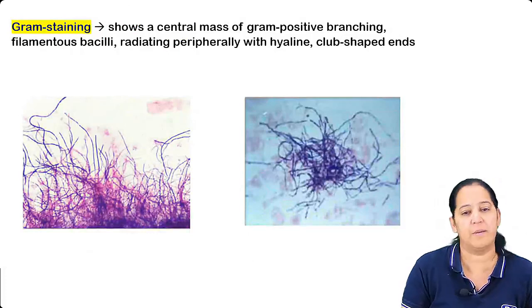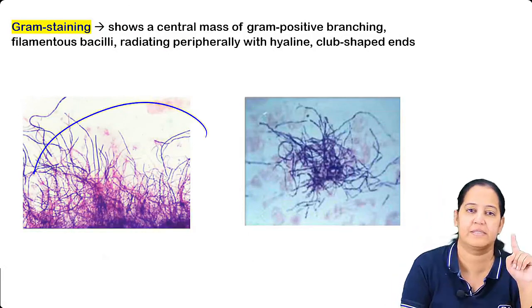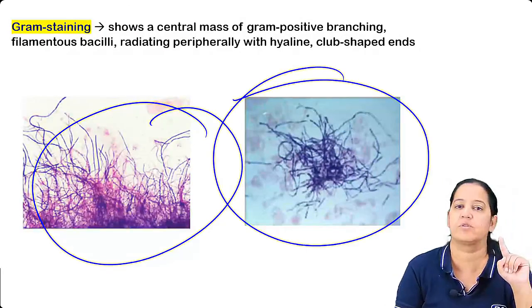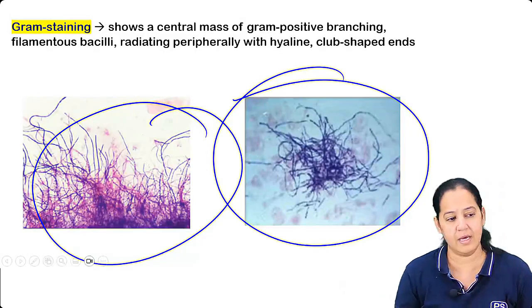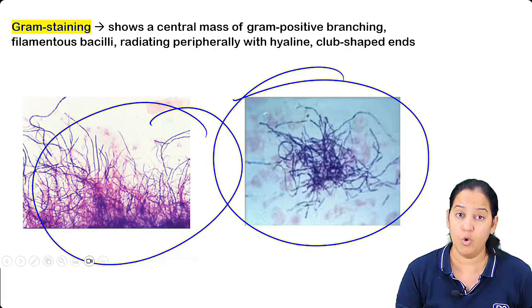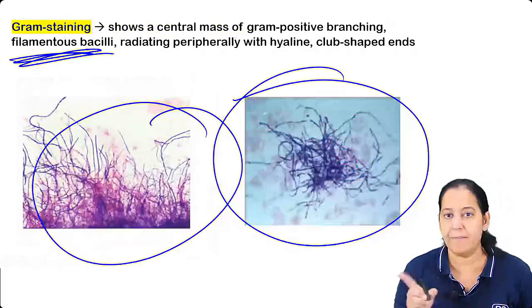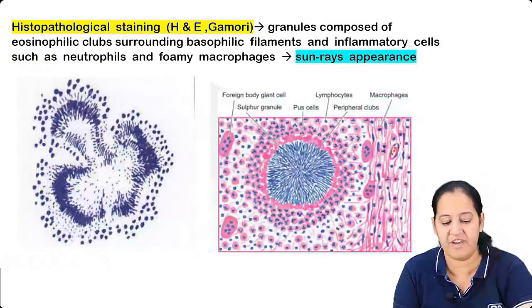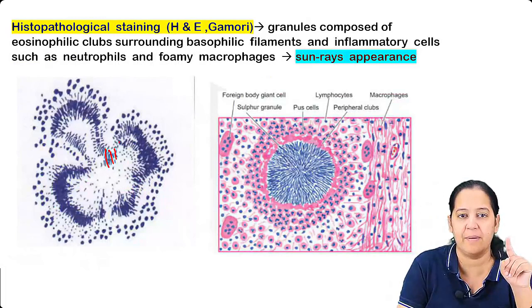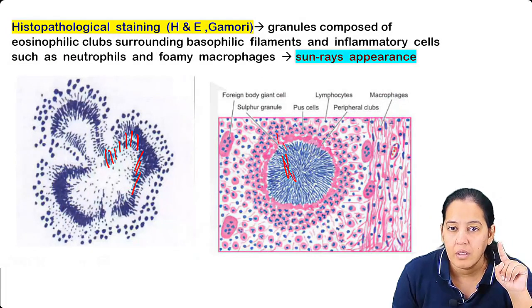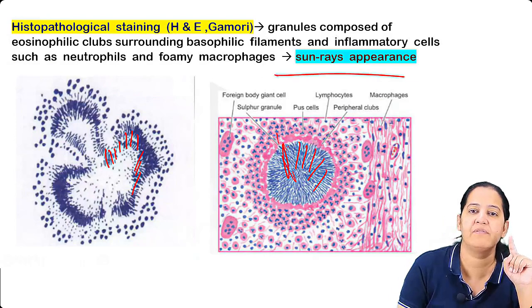Both of them are filamentous. They look like fungus. If you take the biopsy, both of them, because of the filamentous appearance, can you see filamentous here also? Both of them give sun ray appearance.